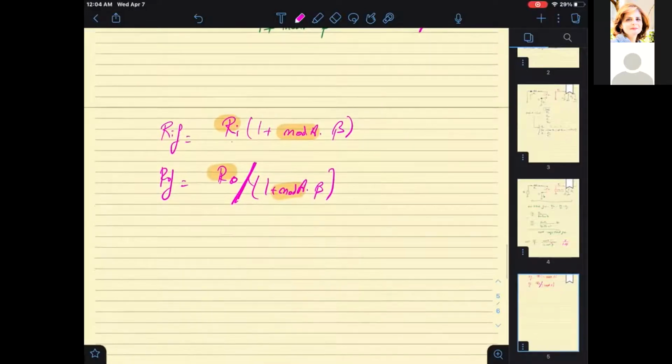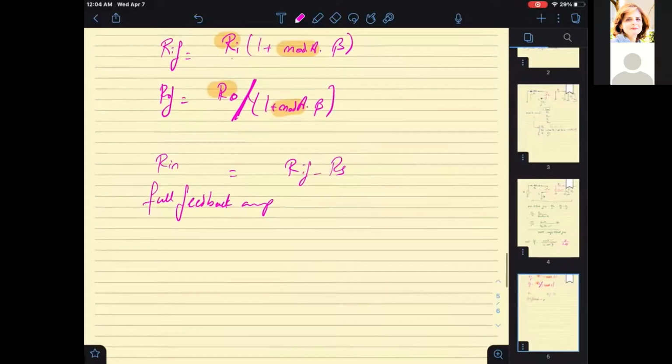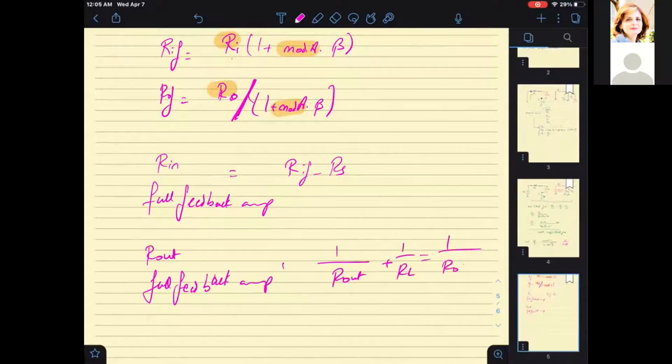And from this, if they ask me about the Rin of the full feedback amplifier, it's equal to RIF minus RS. And if they ask me what is Rout also for the full feedback amplifier, I will simply say that 1 over Rout plus 1 over RL equals 1 over ROF. I have this, I have this, I will solve for this. Okay, so this is the basics.